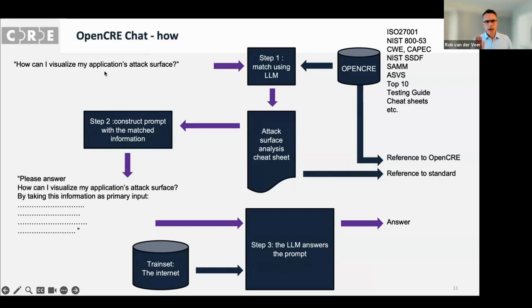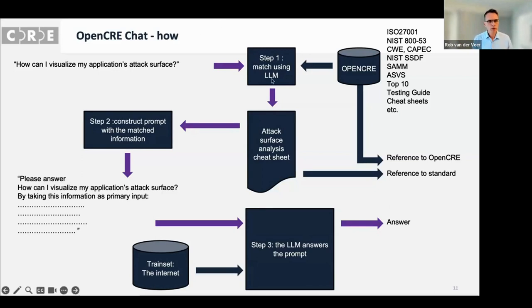The user says, how can I visualize my application's attack surface? First, what happens is that the large language model is matching that question to all the different sections that we have read into OpenCRE. And these are standards from NIST, CWE, SAMM, ASVS, testing guide, cheat sheets. And within these cheat sheets, we have different sections that are about different topics. And large language models are really good at matching text. They sort of understand the semantics of a piece of text and can find the piece of text that is basically talking about the same topic. That's done using embeddings and vector databases.